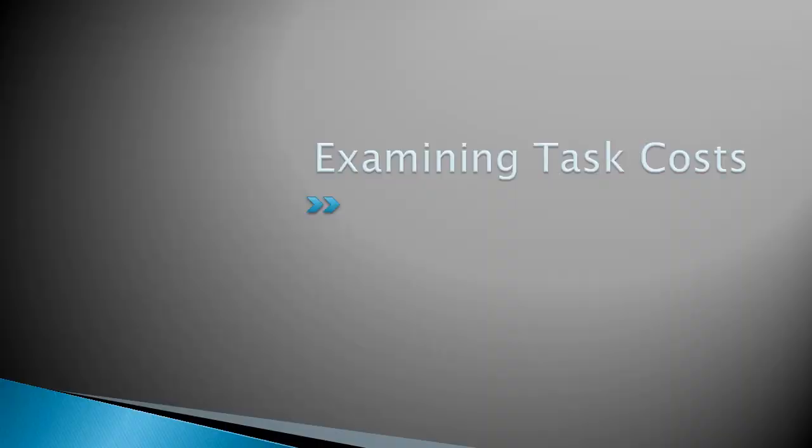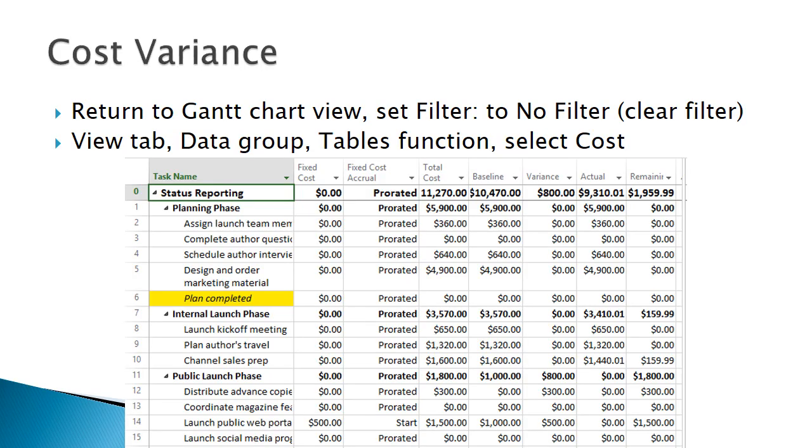Tasks are just one indicator of project health. Costs are another. In this section, we'll look at how to review variance of costs by task. To start, return to a regular Gantt chart view. On the View tab, select Clear Filter from the Filter drop-down in the Data group. Filter will then display No Filter.